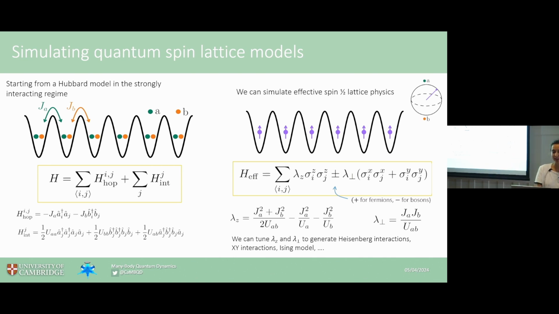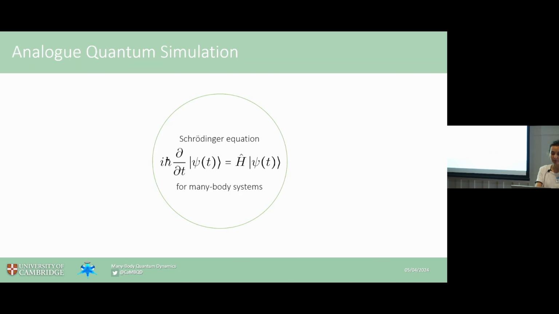This in particular is the XXZ Hamiltonian, but we can turn this into Heisenberg interactions if we set this lambda z equal to this lambda perpendicular, which we're able to do by adjusting the lattice parameters. We can also create XY interactions by setting this lambda z to 0, and we can create Ising models, etc. So we can also simulate these spin lattice models with the optical lattice.